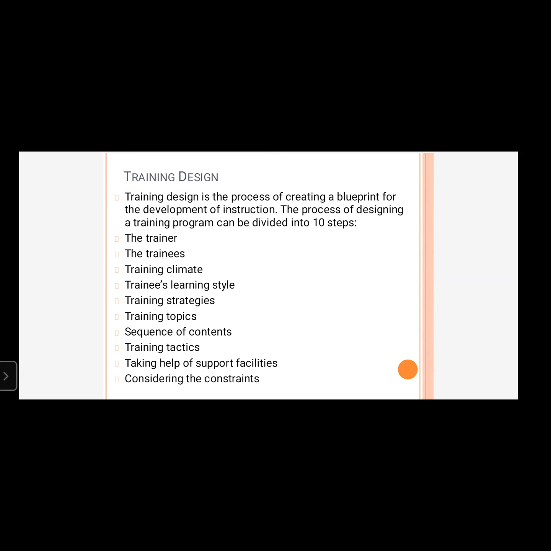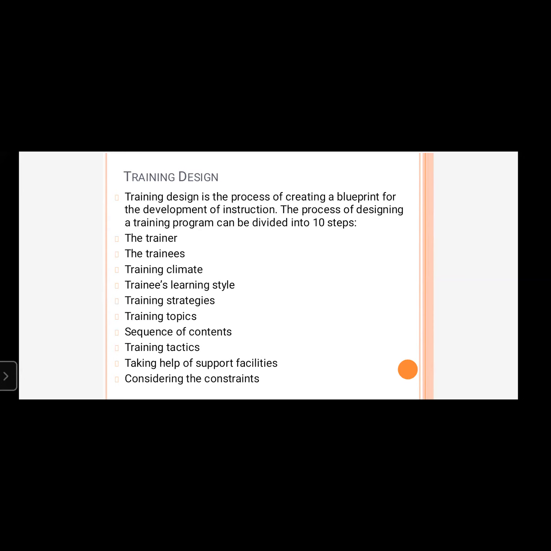So training climate means that everyone is learning something during the training program. It should not happen that more concentration is being given to the two managers who are part of the training program, as they are from the higher position, and less concentration is provided to the junior executive, as they are lower in position in the organization. If such a thing happens, we can say the training climate is not good, the training environment is not good.